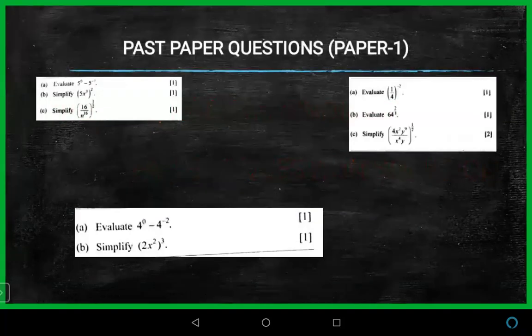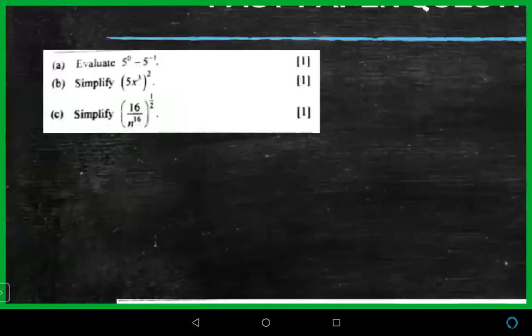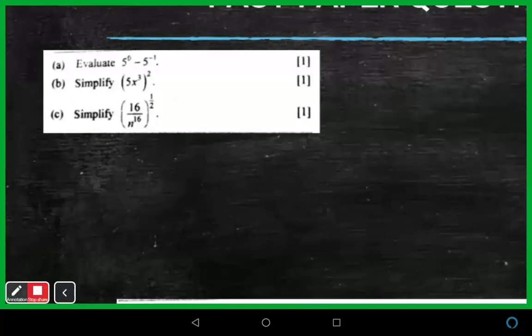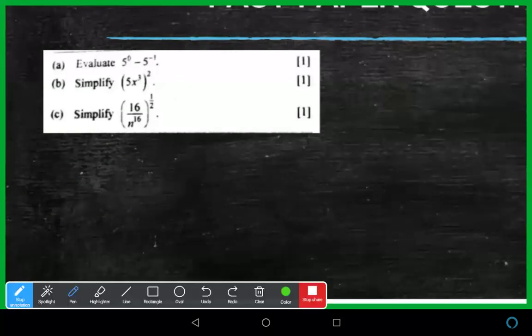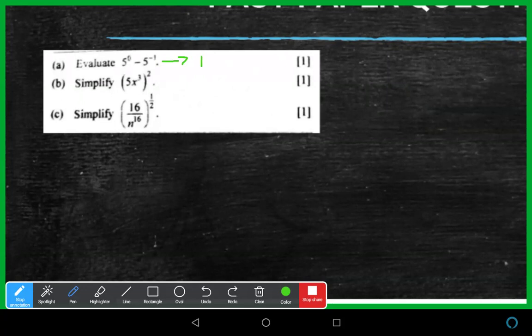The first question is: evaluate 5 raised to the power 0 minus 5 raised to the power minus 1. We have to solve this and find the value, and it carries 1 mark. So starting with question number 1, 5 raised to the power 0 is equal to 1. I told you any number or variable with power 0 is equal to 1. And now minus 5 raised to the power minus 1.